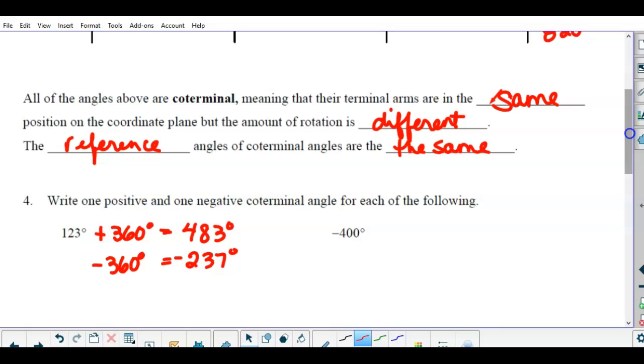This one's more than one rotation in the negative direction. So if you add 360, you get a coterminal negative. But to get a positive, we just have to add again. So not add and subtract. So I'm going to add again, actually to the negative 40. Negative 40 and positive 320.